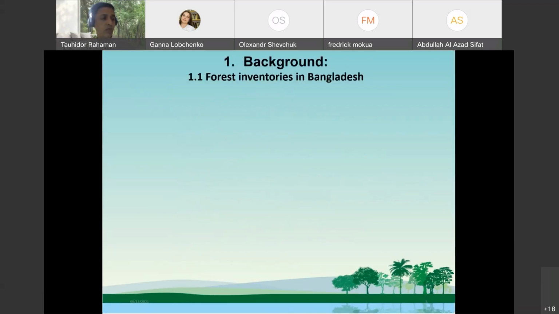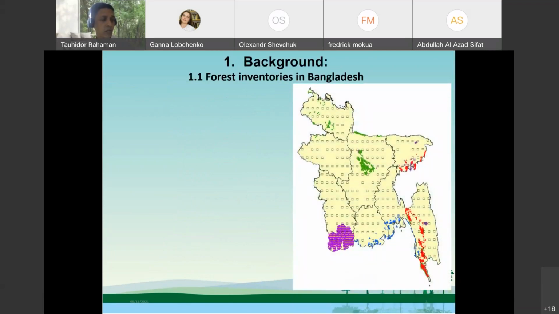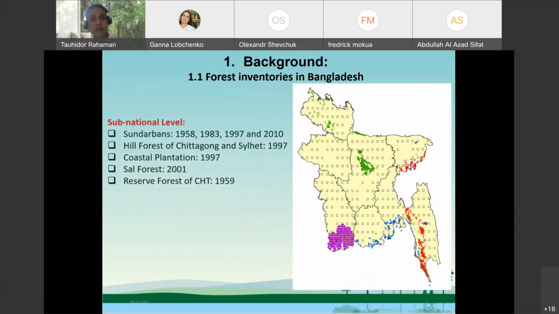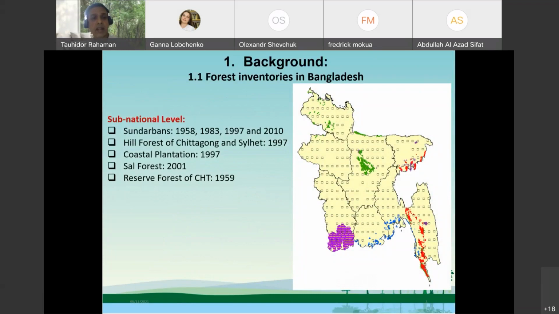So first we'll focus on the background. Forest inventory in Bangladesh started in 1958 in the Sundarban, and several times it took place in the Sundarban zone.